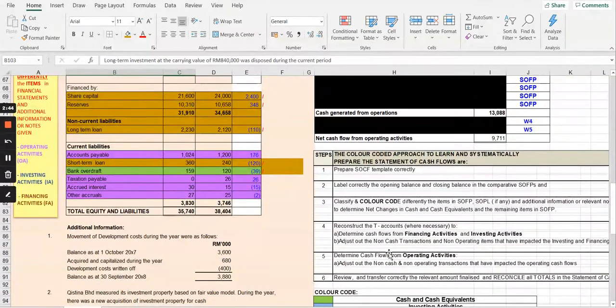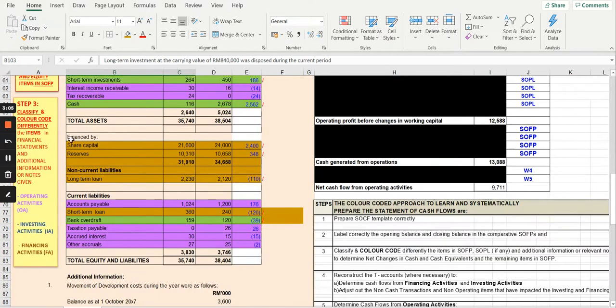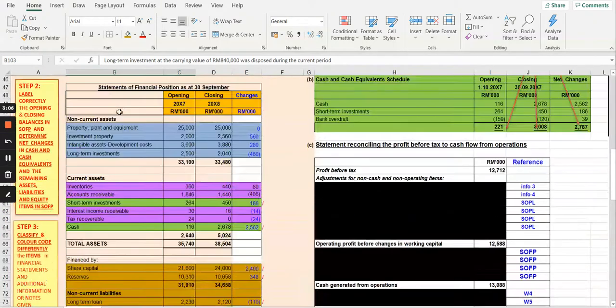Now we are looking at how do we calculate the cash flow from investing activities. And to do that, what you would do is you are going to set up the accounts that are within the context of investing activities. Investing activities are about acquisition and disposal of long-term assets. Long-term assets are long-term non-current assets.